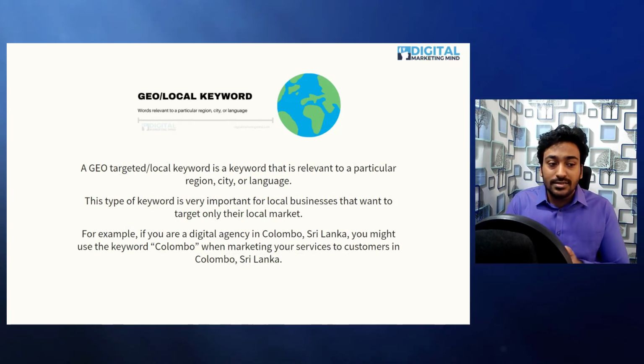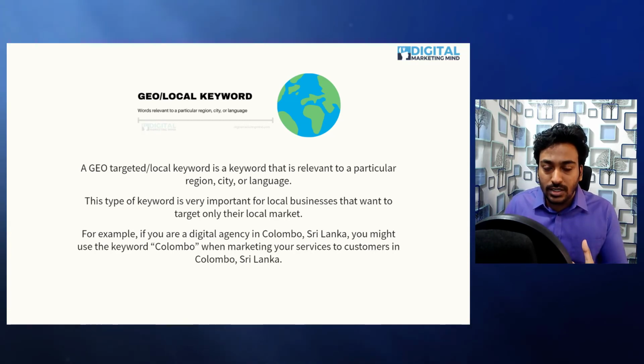The next one is geo or local keyword. A geo-targeted or local keyword is a keyword that is relevant to a particular region, city, or language. This type of keyword is very important for local businesses that want to target only their local market. For example, if you are a digital agency in Colombo, Sri Lanka, you might use the keyword Colombo when marketing your services to your customers in Colombo, Sri Lanka.